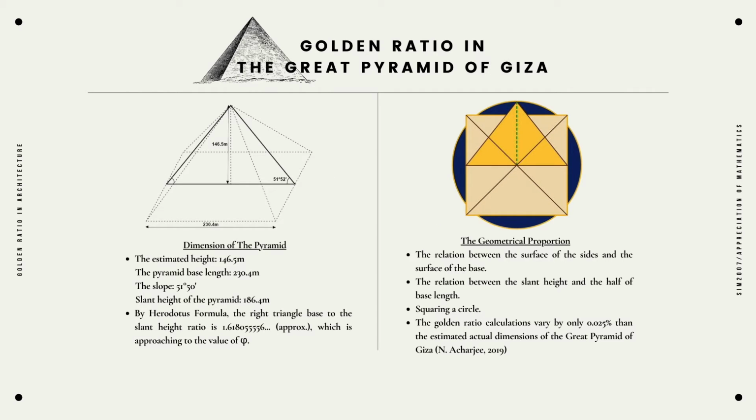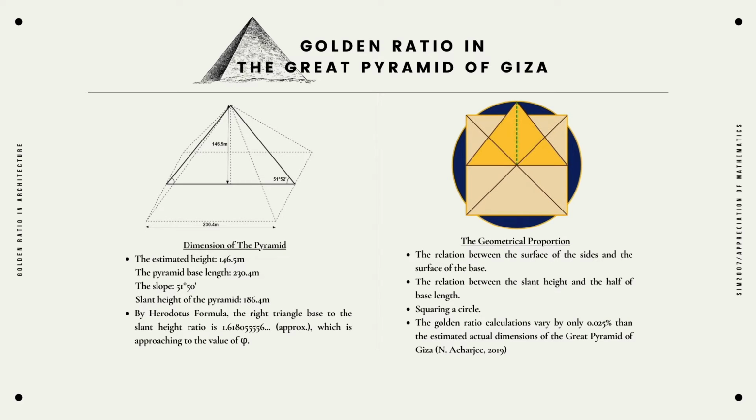Referring to the slide, we have stated the estimated dimensions of the pyramid, which consist of the height, base length, slope, and slant height. However, it's hard to verify the dimensions of the Great Pyramid of Giza with certainty due to deterioration over time. From the dimensions, we can conclude a few of the geometrical proportions of the pyramid.